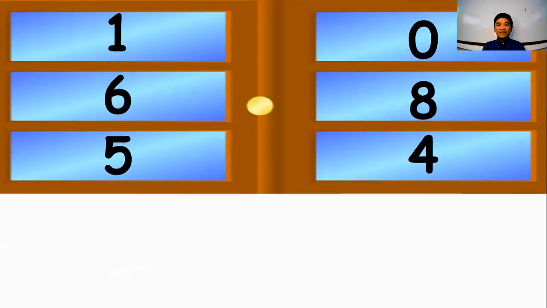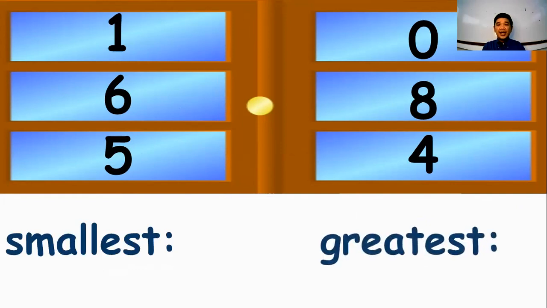And then we have another one. The given numbers are the following: 1, 6, 5, 0, 8, and 4. All right, so let us identify the smallest number and the greatest number. In this given set, the smallest number is 0. Very good. And the greatest number is 8. Very good. That's very easy. So that is how you are going to identify the smallest number and the greatest number.